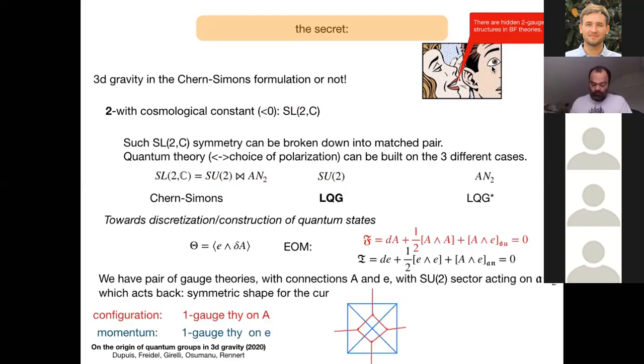Once again, we can deal with a pair of gauge theories, one on the complex, one on the triangulation. But because we have this bow tie, SU(2) acts on AN and AN acts back, kicks back, so we have a mix. Even though it's a gauge theory on the complex in A, there is also some E, and similarly for the triangulation there are some E's, but also some A. In this case, with this type of bow tie, everything becomes symmetric. When you discretize that, that's how you get the quantum group type structure that people know well.